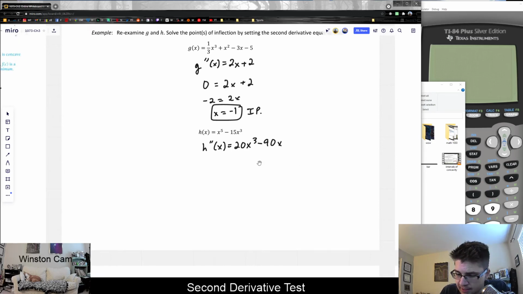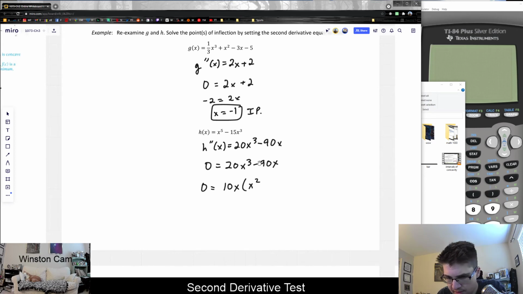And now with h of x, same deal. We would set the second derivative equal to 0 and solve. And here, this is a little harder because we have lots of terms, but notice that we have a common factor of 10x, and we often want to use factoring in order to solve these things, especially when we're dealing with polynomials. But basically, we factor out 10 from each, factor out x from each. That would leave us with 2x squared minus 9. And here, whenever you have a common factor of x, 0 is going to be one inflection point location.